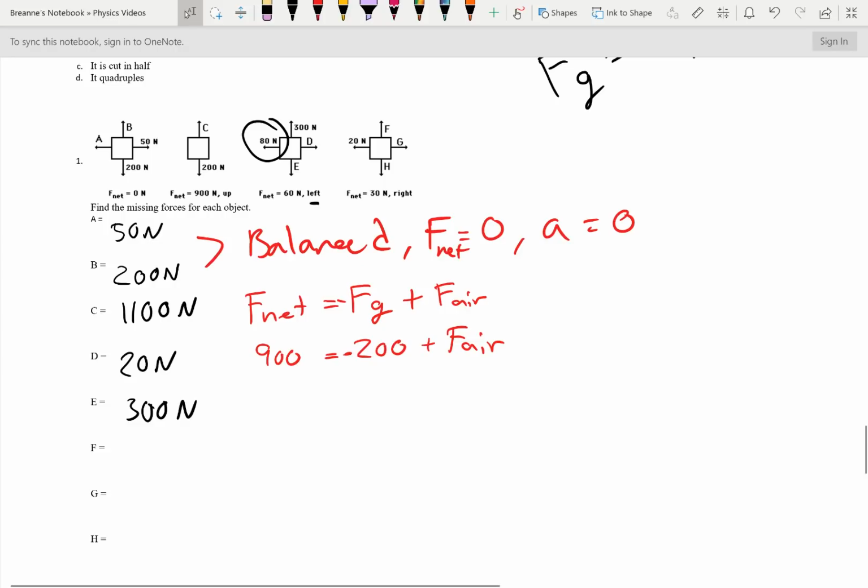So I'm going to skip F right now. We're going to do G. It says it's moving 30 to the right. So again, this one has to be bigger. So what does this have to be? So you end up going 30 to the right. G has to be 50. Very good.